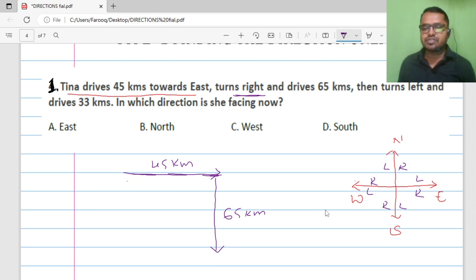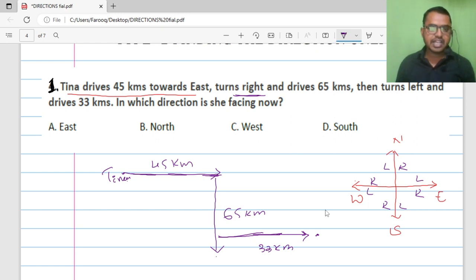What is the turn left here? It is the south direction. From this direction, turn left means in this way, and she drives 33 kilometers. This is the initial point where Tina is initially, and this is the end point. In which direction is she facing now?